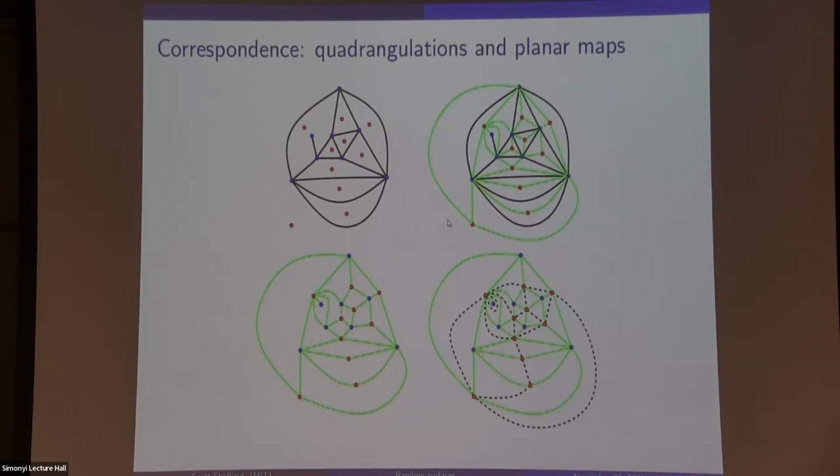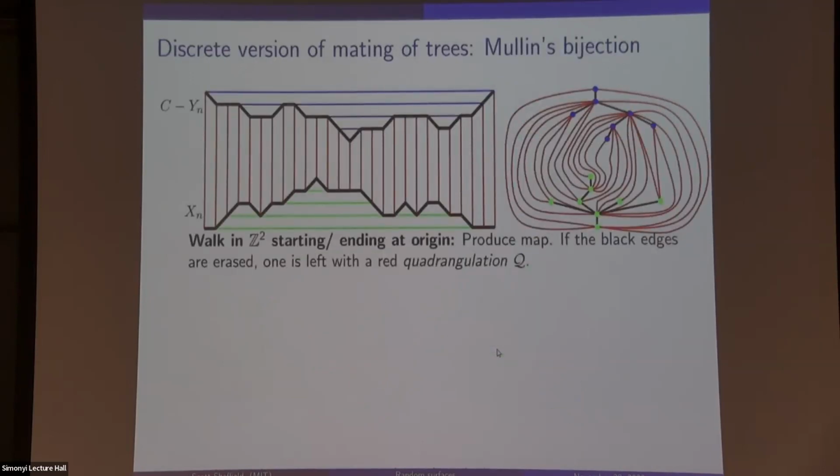And if I were to take all these black edges and rotate them 90 degrees, I would get this dual graph, which is this dotted line. And so there's a discrete version of this mating of trees, which says basically I start with a walk in Z2, starting and ending at the origin, and I end up producing a pair of trees like this one over here. So I just take the walk X sub n and the walk Y sub n, and I graph them this way, and I draw these vertical red lines, and I glue the top thing together and the bottom thing together. I get these two trees with these red lines between them.